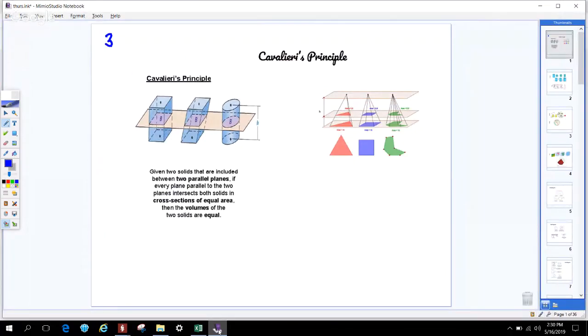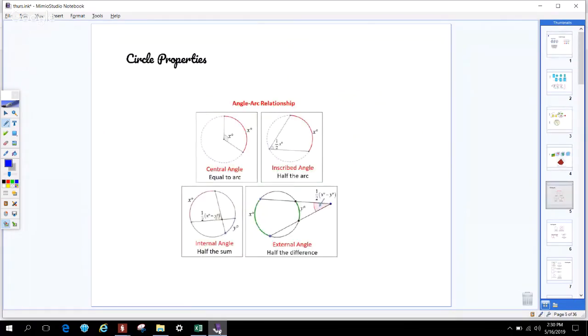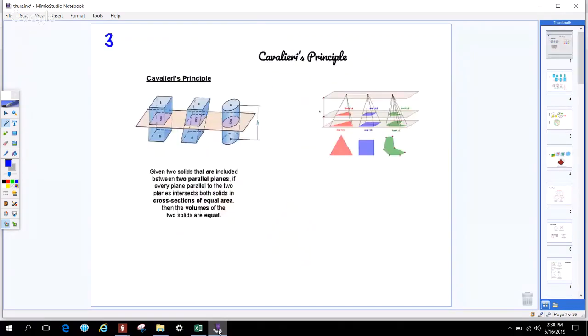All right, we're going to start off going over the first paper. You should see somewhere that it says Cavalieri's principle, my fault. We're going to go to circle properties first, but let's look at these two volume and density things before we do that.